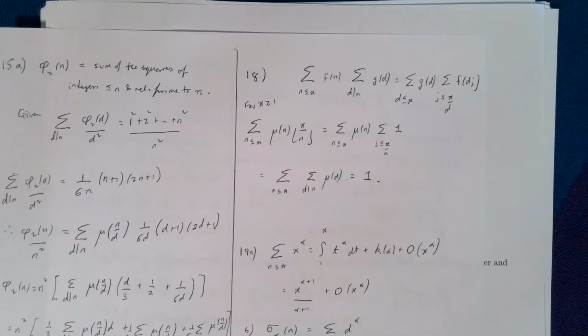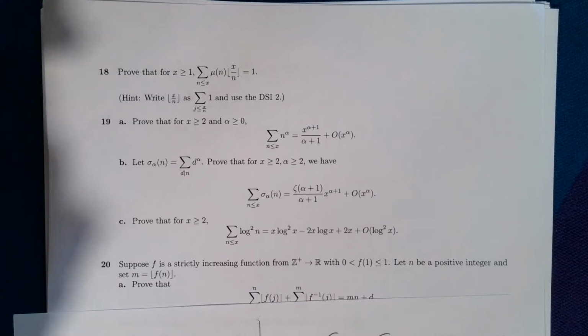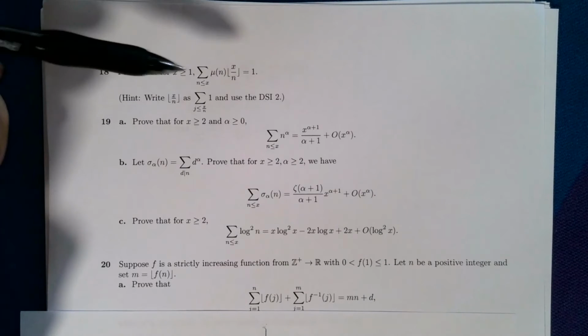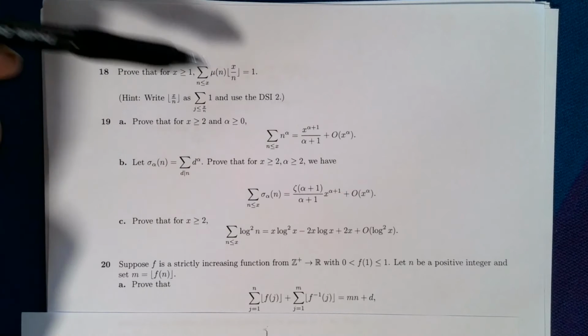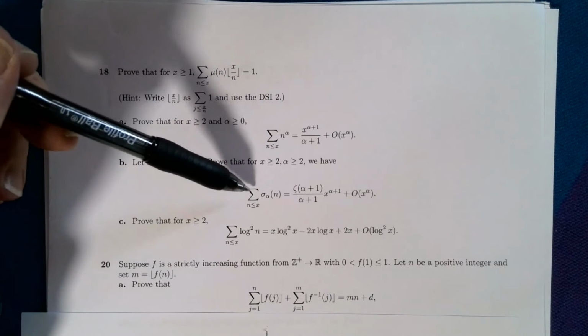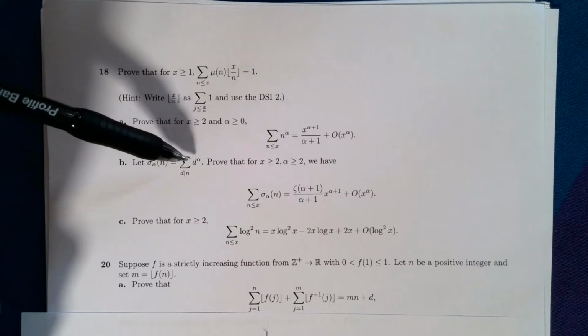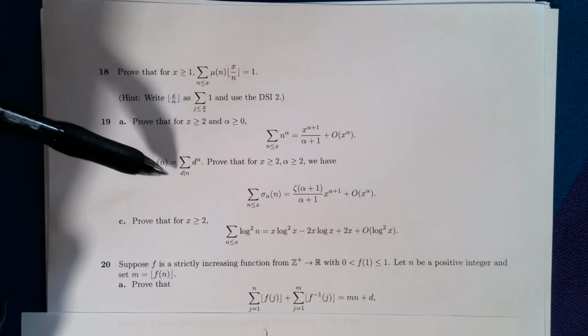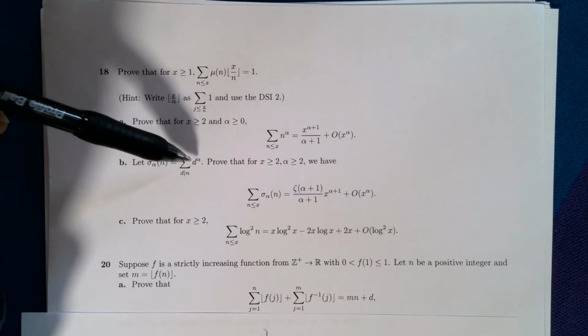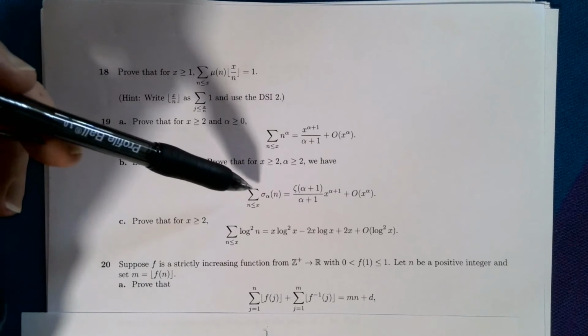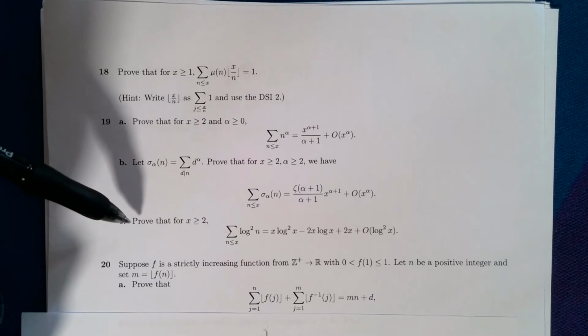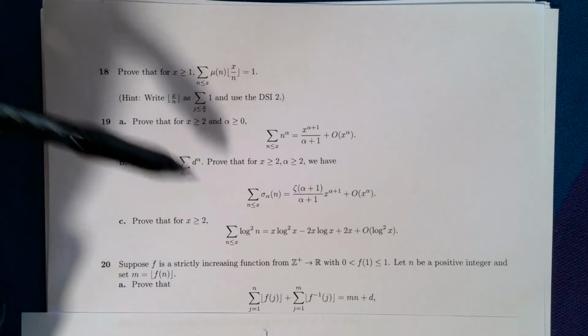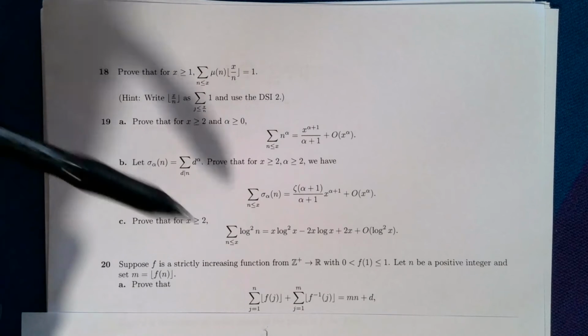The second question was to do the analytics for n to the alpha and also for sigma sub alpha, where the sigma sub alpha is the alpha power of the divisors. So you take the sum of the alpha powers of the divisors and develop that. And part C was to obtain this sum for log squared of n less or equal to x.